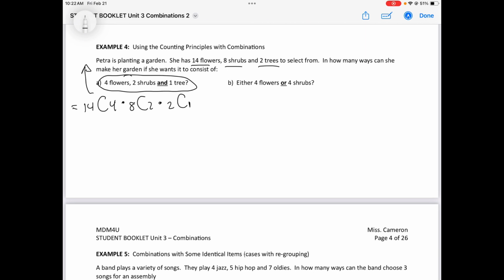What about B? Either 4 flowers or 4 shrubs. So these are different cases. Case 1 and then case 2. And we're going to add the different cases because these are not happening at the same time. So the way she can choose 4 flowers is 14 choose 4. And that can be her garden. Or 4 shrubs. So there's 8 shrubs, choose 4. Okay? So there's 2 different cases and we add those.